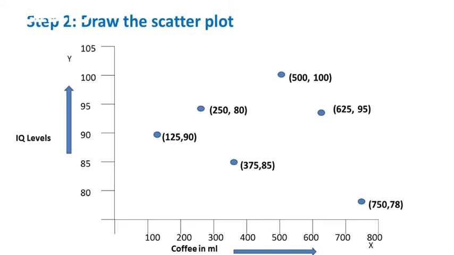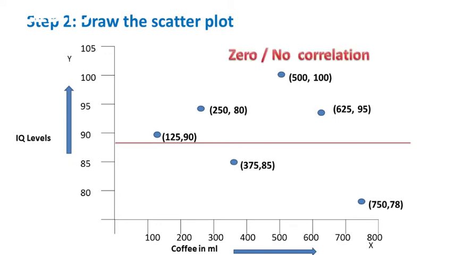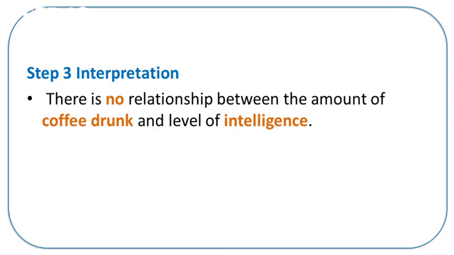We cannot join all these points using a straight line, but we can draw a line that passes closer to most of the points plotted in this graph. Ultimately, we get a horizontal line, which implies there exists no correlation between the variables x and y. And now, what is the interpretation? It means there exists no relationship between the intake of coffee and the IQ level of the persons.